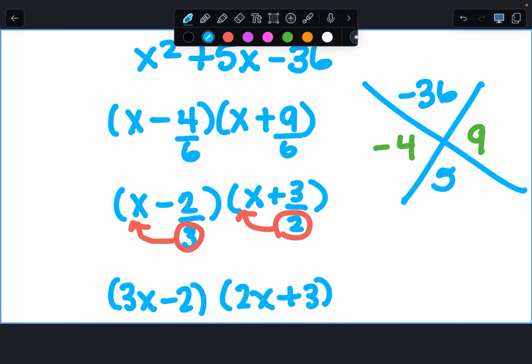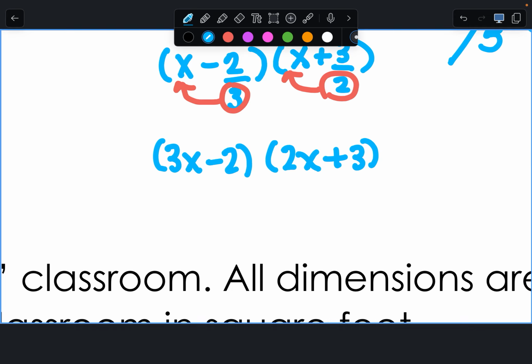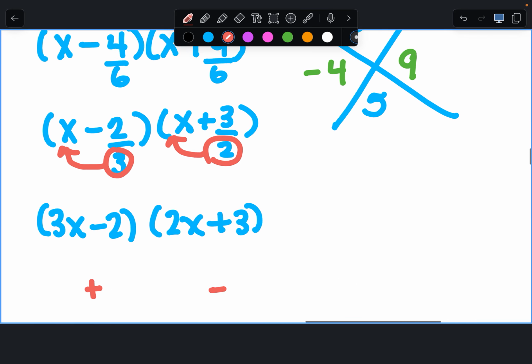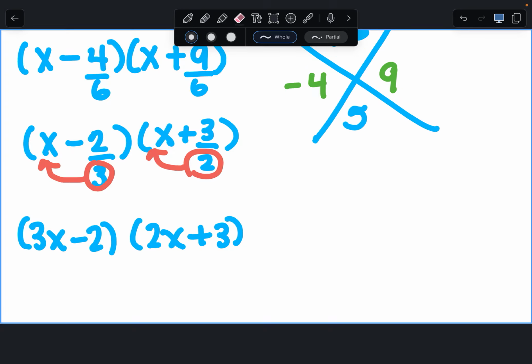Now look at those two binomials. We have 3x minus 2 and then 2x plus 3, same numbers. I can guarantee you there's going to be an answer choice that says 3x plus 2, 2x minus 3. So it's very, very important that the negative is on the correct number. Okay? Okay. All right.